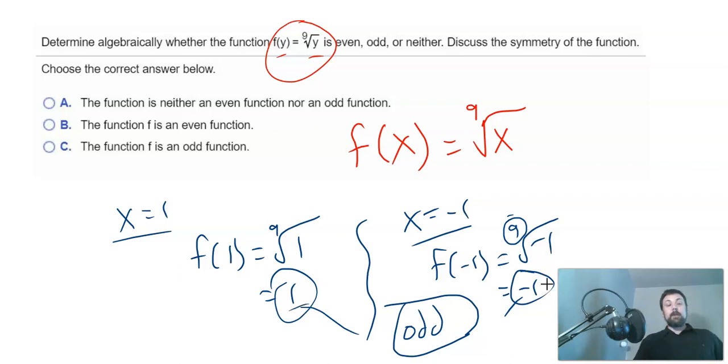So you're getting the same number, but opposite sign. That's an indication that this function is an odd function. And so we would choose odd in this case.